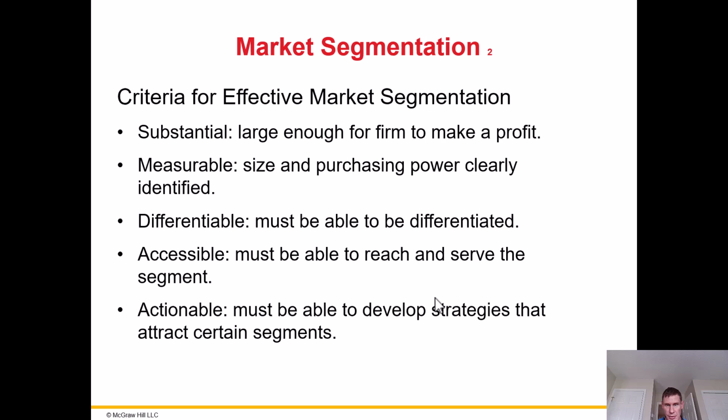It's got to be accessible. It must be able to reach and serve the segment. So if the segment is in a far-flung part of the world and it's very difficult to get stuff in and out, then it may not be feasible. And it must also be actionable. So it must be able to develop strategies that attract certain segments.